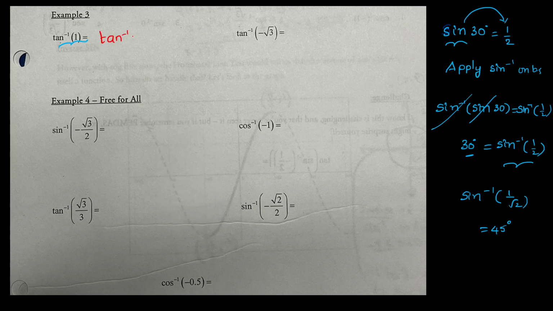Tan inverse of 1 is very simple. The answer is 45 degrees. Okay, the answer is 45 degrees. Now this is very important. Tan inverse of minus root 3.